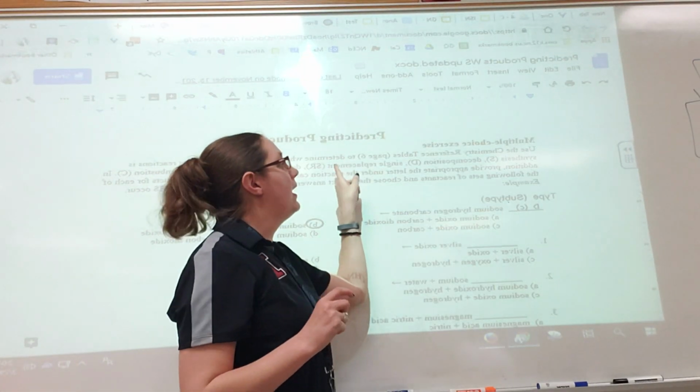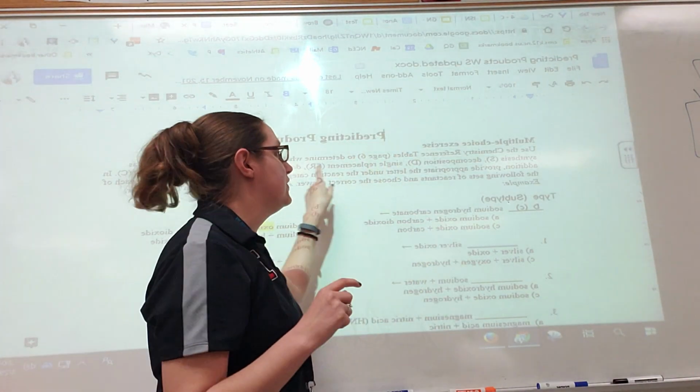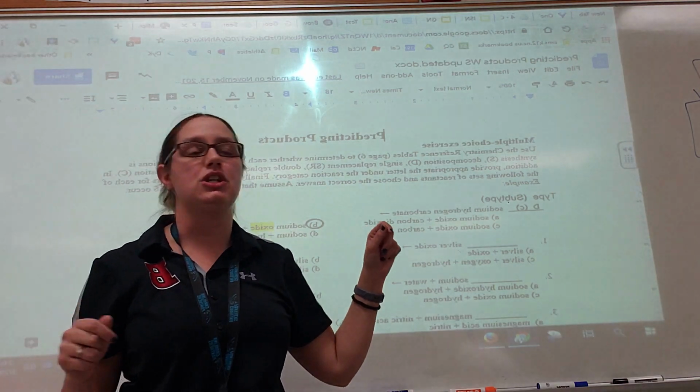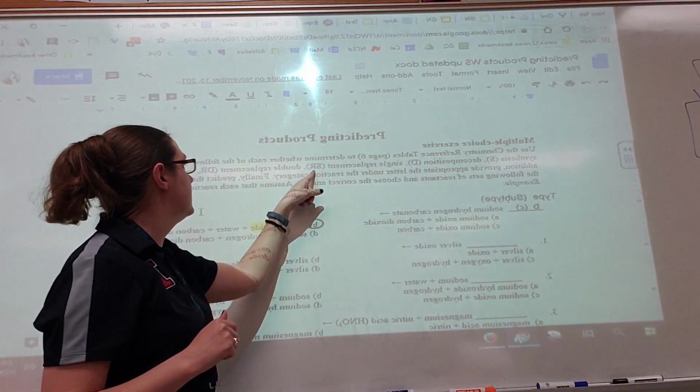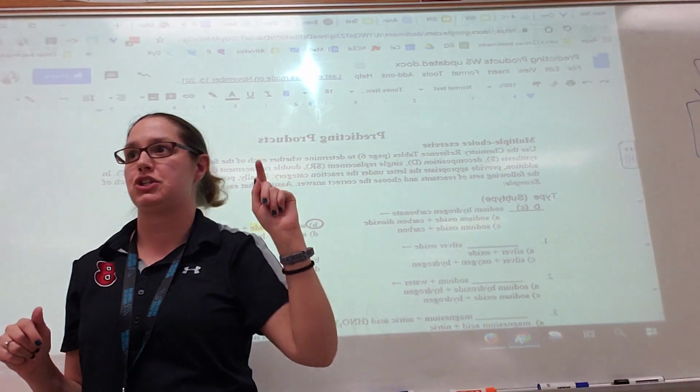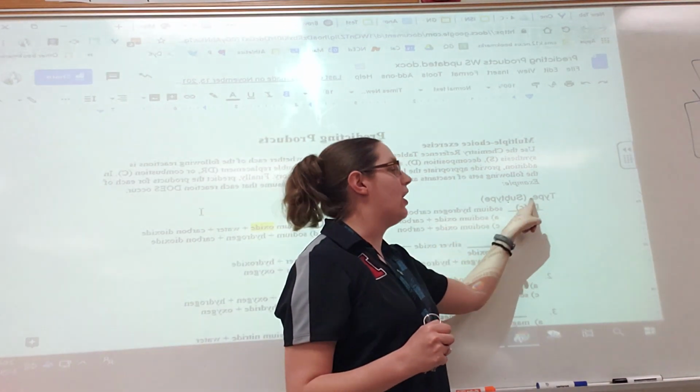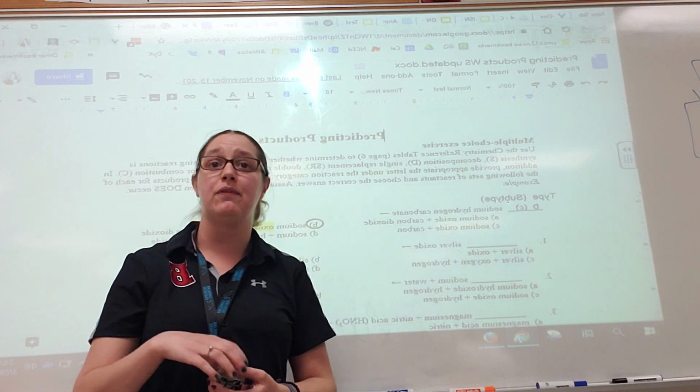All right, so I'm going to explain to you how to use this worksheet. The first thing you're going to remember is for each question, you're going to tell me if it is synthesis, decomposition, single replacement, double replacement, or combustion. You're going to do that at the beginning on the line. So you're going to tell me the type first.